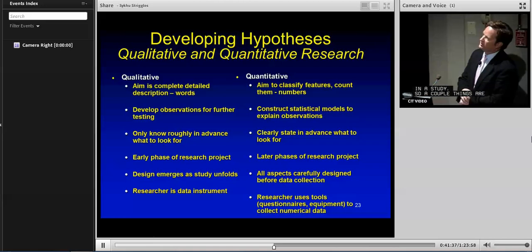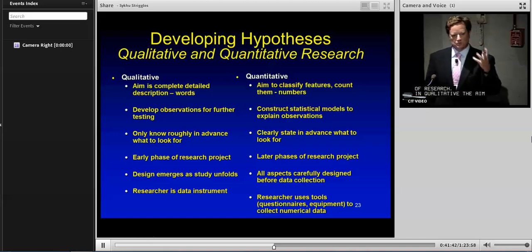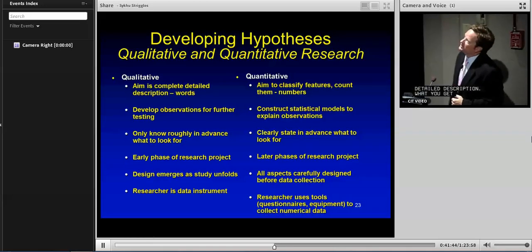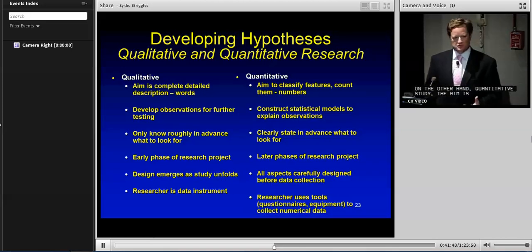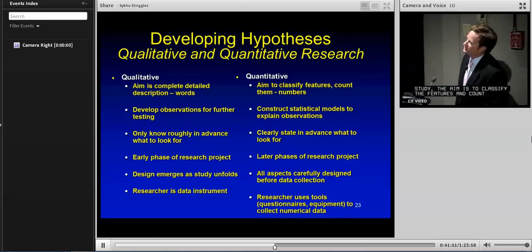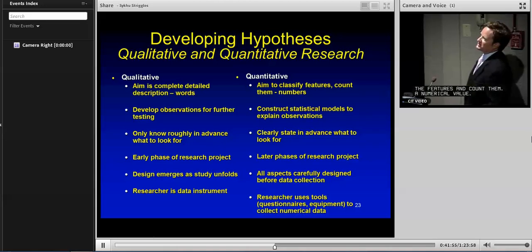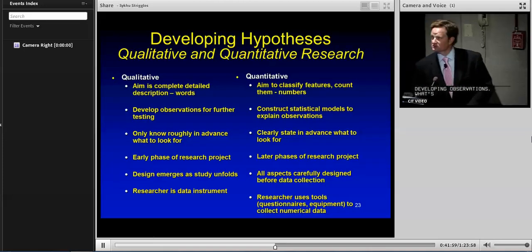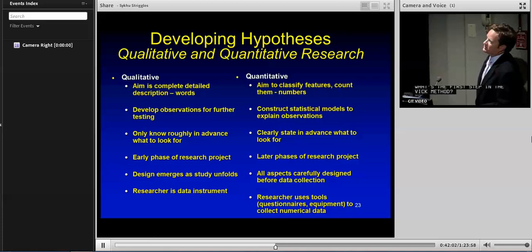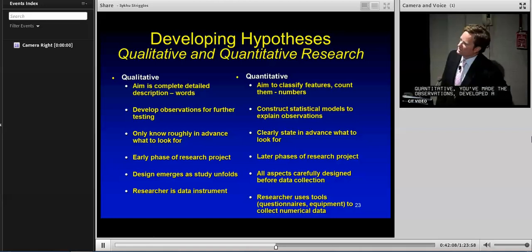In qualitative research, the aim is a completely detailed description. So what you get from that is words, not numbers. On the other hand, in a quantitative study, the aim is to classify the features and count them. So there's a numerical value that goes along with this. In a qualitative study, you're developing observations for further testing. Remember, what's the first step in the scientific method? Making observations. On the other hand, in quantitative research, you've already made those observations, developed a hypothesis, and now you're constructing statistical models to explain those observations.